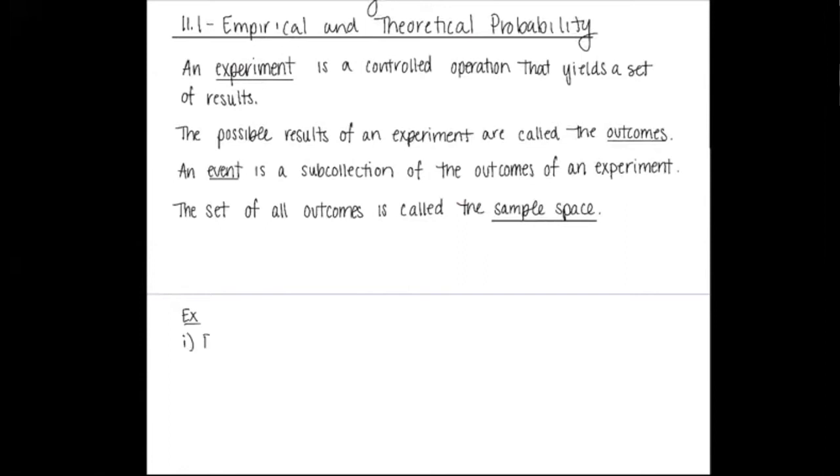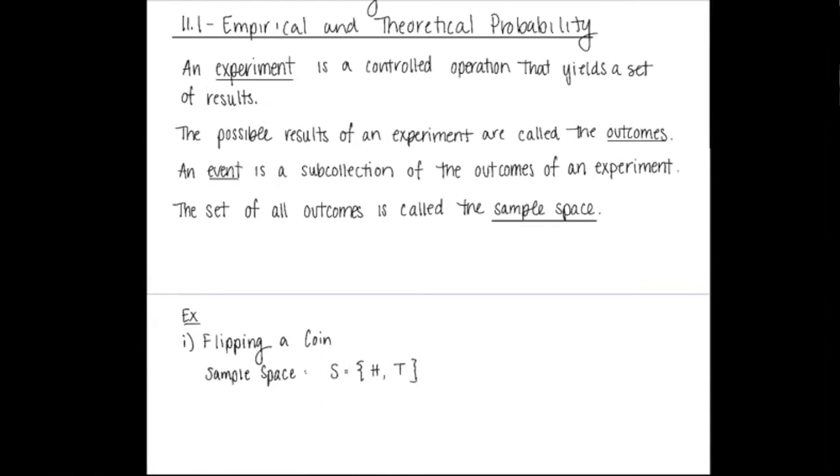The first one, we can talk about flipping a coin. So this is our experiment. What are your possible outcomes when you flip a coin? Heads or tails. So your sample space is exactly that. Your sample space is every single possible outcome. So it's usually labeled with an S. But you have two outcomes, the heads, which we'll just use an H, or tails for a T.